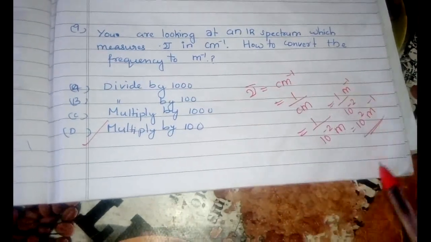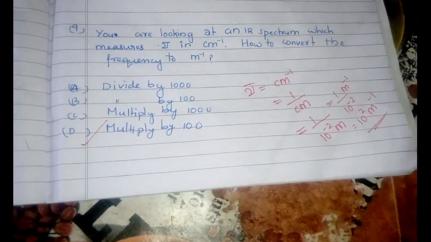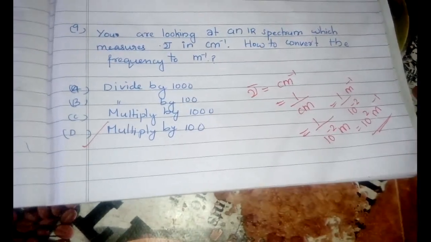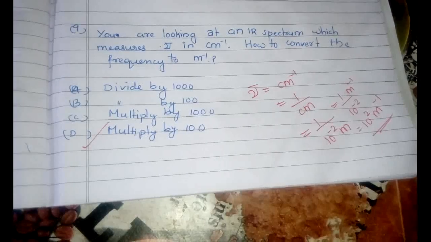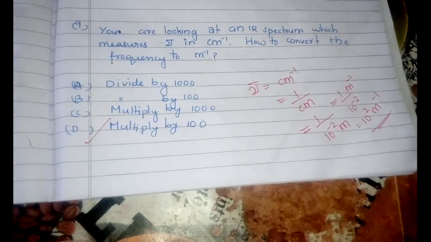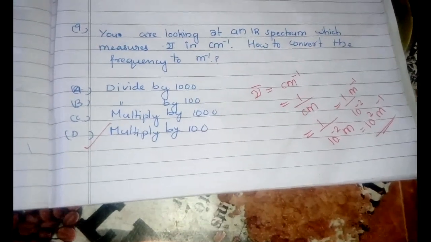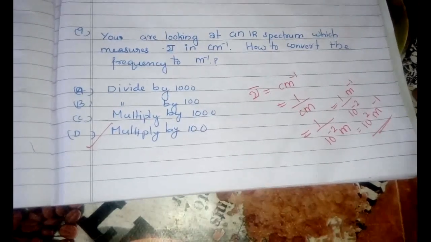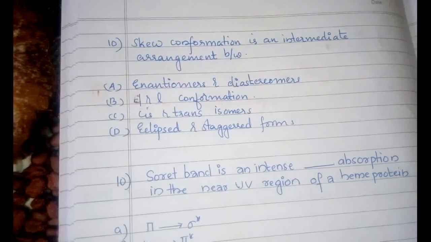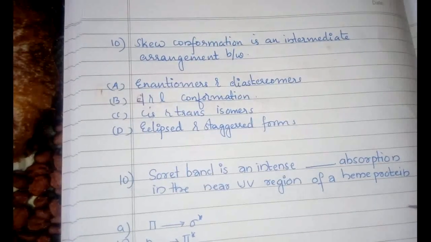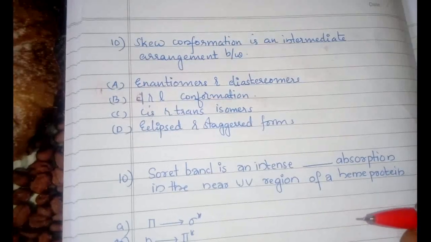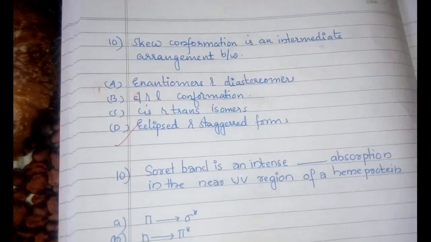Actually, you don't want to do all this multiplication. If you don't want to memorize it by heart, then you can do it like this. Otherwise, just simply do it in your mind. You don't need any calculation. I am telling this for the students who get confused while they are doing it without writing the calculation. Okay. The next question is: the skew conformation is an intermediate arrangement between which of the following? It is definitely from the conformations, and it is eclipsed and staggered conformation.